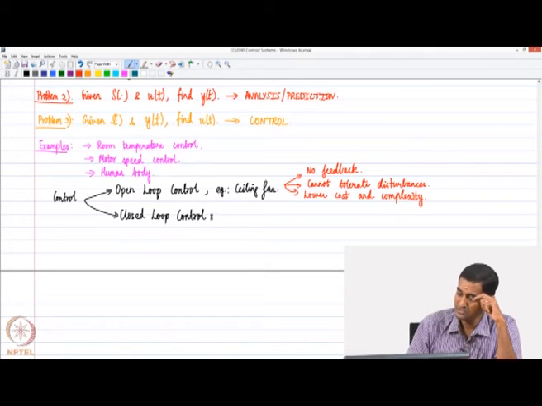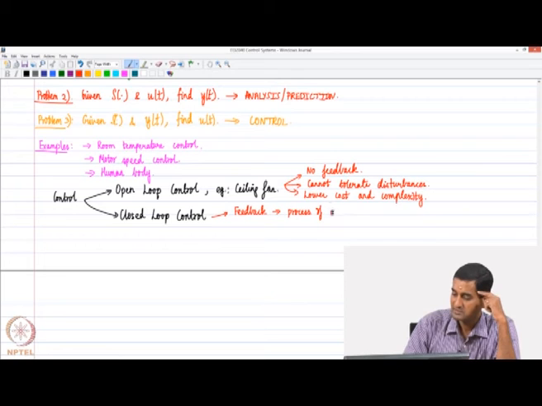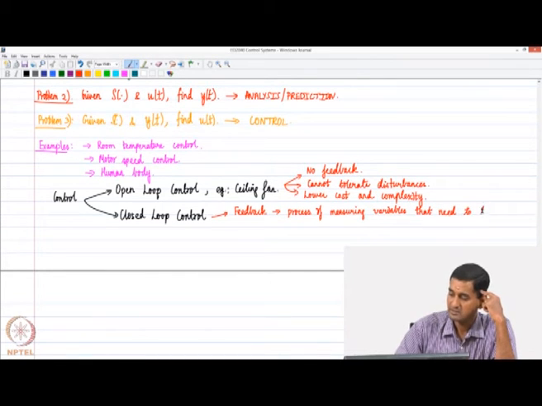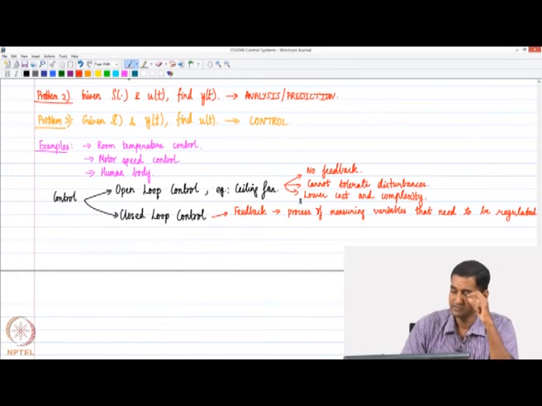Okay. And closed loop control systems have feedback. Feedback is the process of measuring variables that need to be regulated or controlled so that corrective action can be taken.